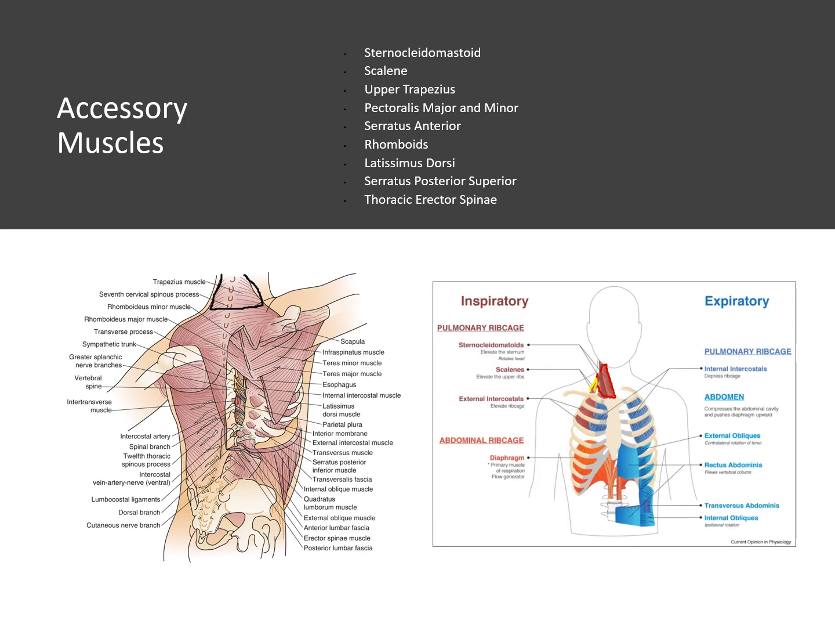And then the pec minor, this muscle really helps in assisting with forced inspiration by raising the ribs and increasing the intrathoracic volume.